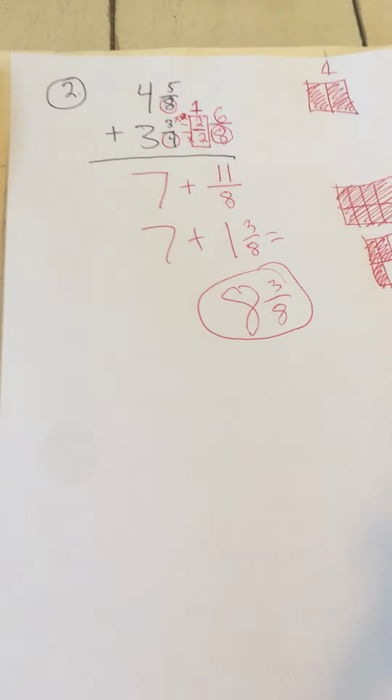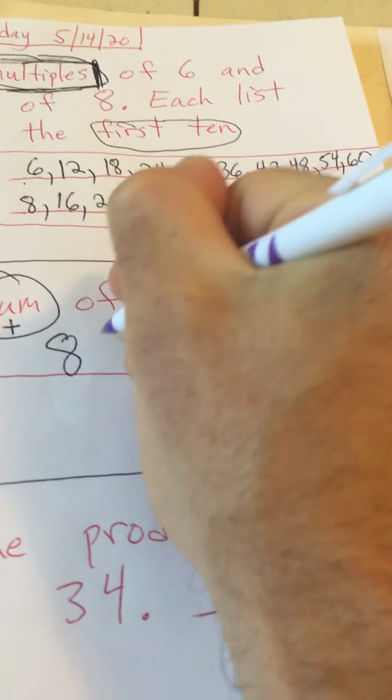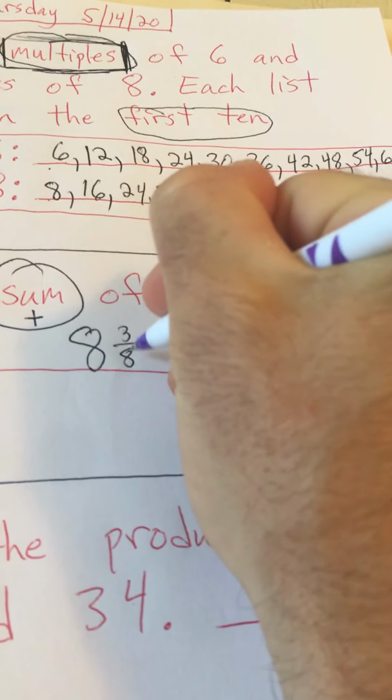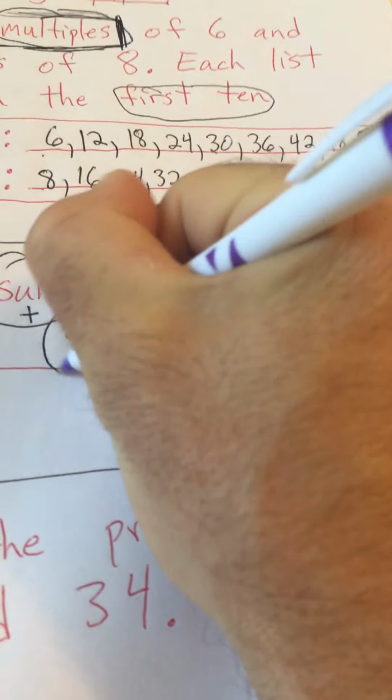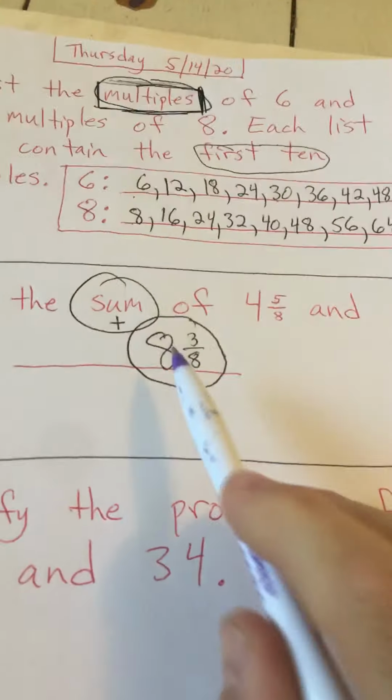So the answer here, I'm going to go back to that 1 second to clarify that, is 8 and 3/8. You can't simplify 3 and 8. You can't divide them both by the same number to make them any simpler. So that is our answer.